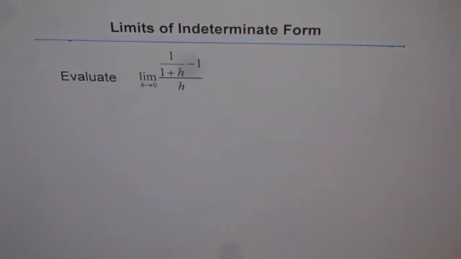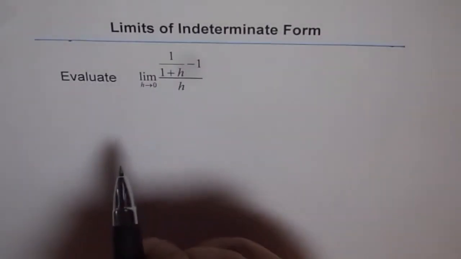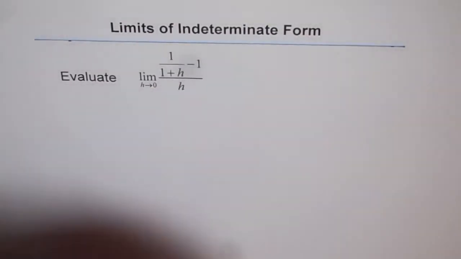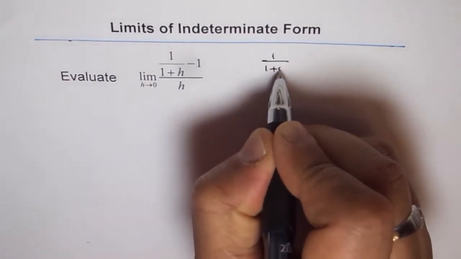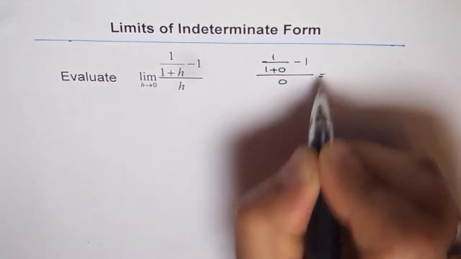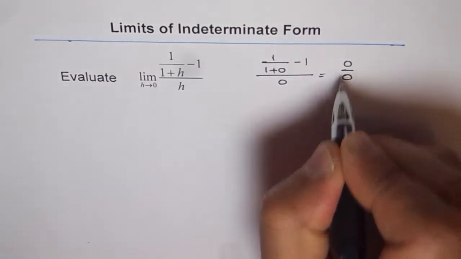So the first step in determining the limit of a function is to substitute the limiting value and check the answer, right? Sometimes you get the limit there and then. So let's put 0 for h. Then what do we get? We get 1 over 1 plus 0 minus 1 over 0, right? Which is 1 minus 1 or 0 over 0.